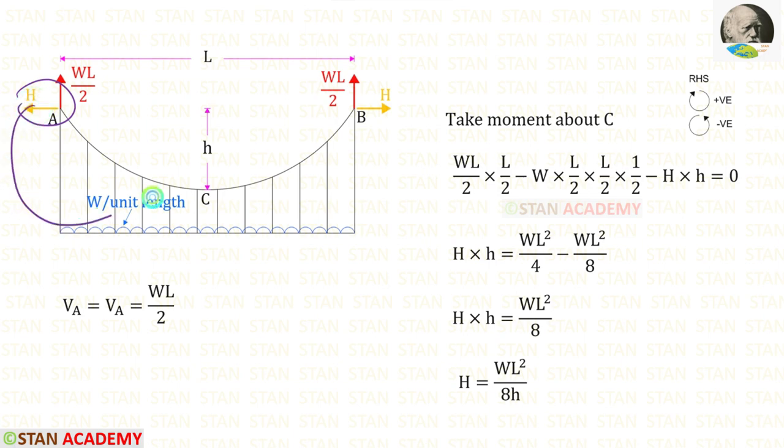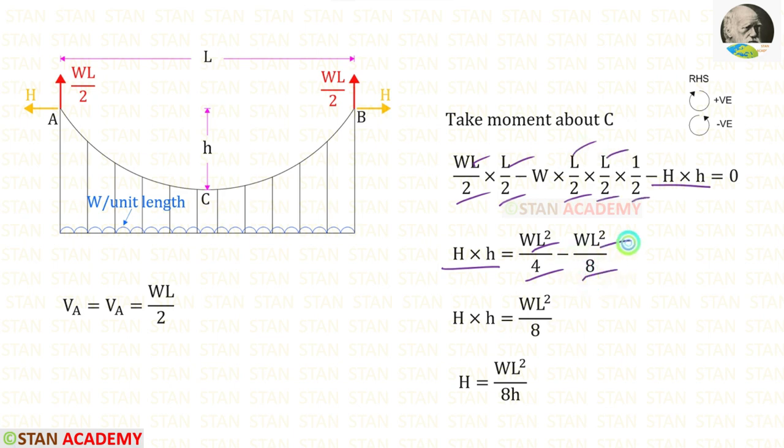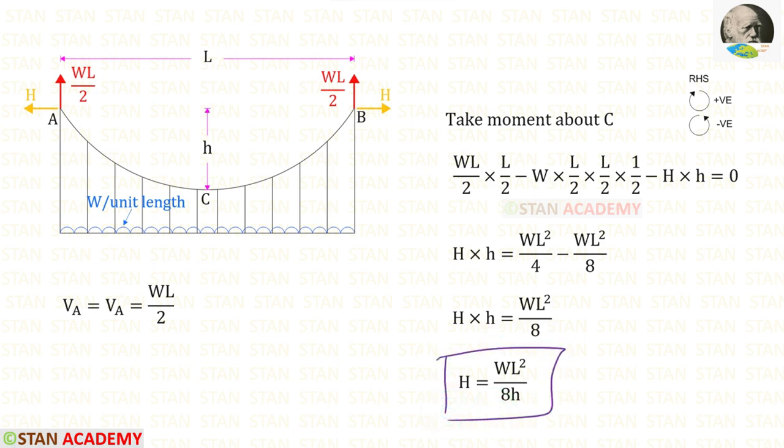The horizontal thrust is acting in the anticlockwise direction, so it will be negative. For the horizontal thrust, the perpendicular distance is h. We can take this term on the other side, so it will become positive. 2 into 2, 4, L into L, we will get L square. 2 into 2 into 2, we will get 8. L into L, we will get L square. When we add these two, we will get WL square upon 8. Then we can take this h on the other side, so it will come in the denominator. So this is the expression for the horizontal thrust, WL square upon 8h.